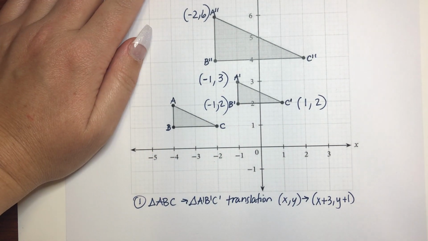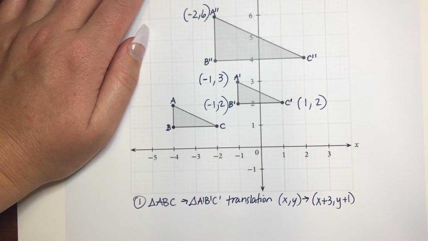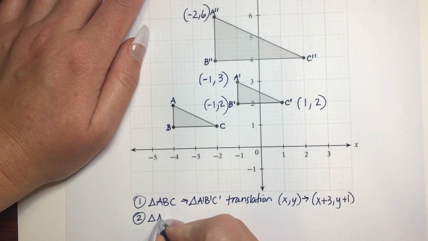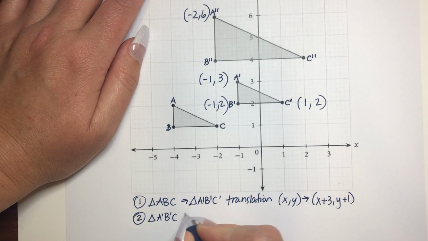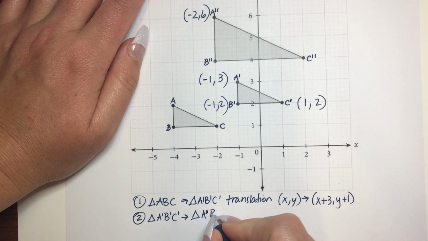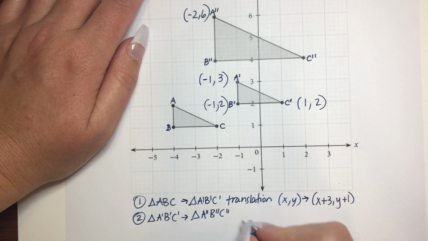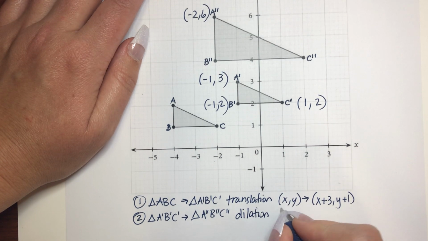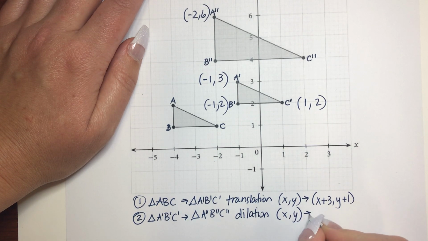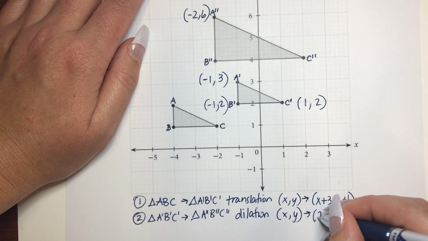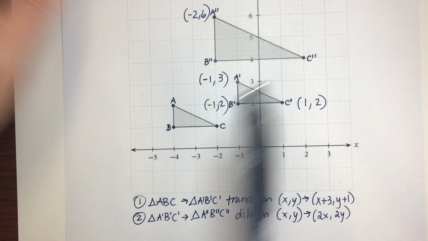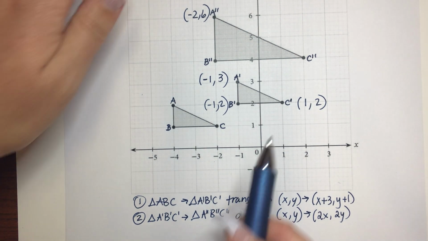So it looks as if the transformation that's happening from triangle A prime, B prime, C prime to A double prime, B double prime, C double prime is a dilation of XY going to, we're multiplying the X part by 2 and the Y part by 2. Okay, so let's just see if that's true.